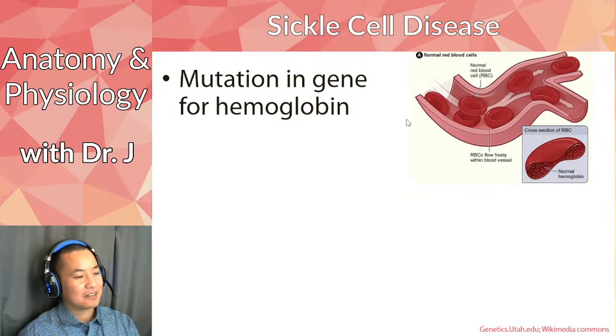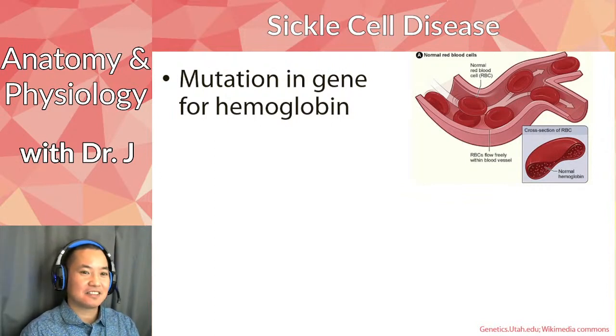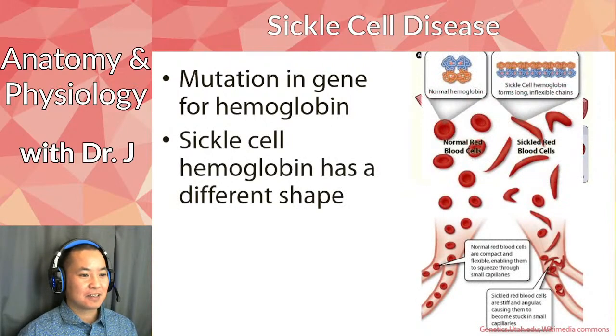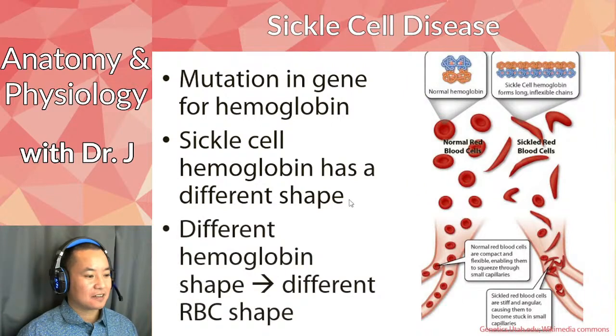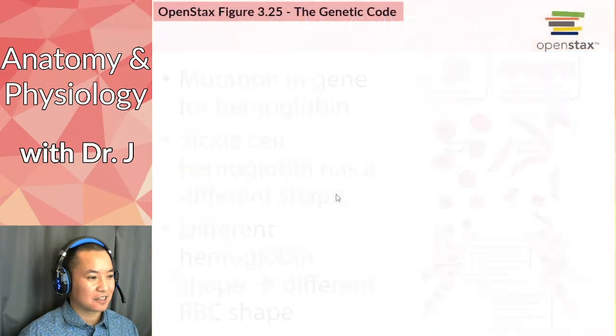Alright, so what causes sickle cell is that a mutation happens in the gene for hemoglobin. When you have this mutation, it changes the overall shape of hemoglobin. Now hemoglobin forms these long, inflexible, more rigid structures. So just by changing the shape of hemoglobin, you change the overall shape of these red blood cells. You're having just one mutation that changes one gene, one protein, and that causes a change in the whole shape of the cell.